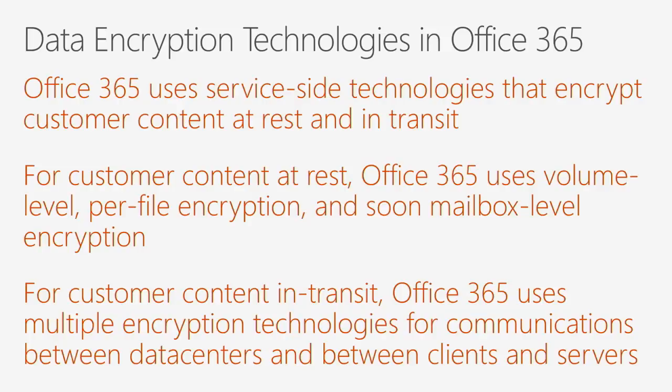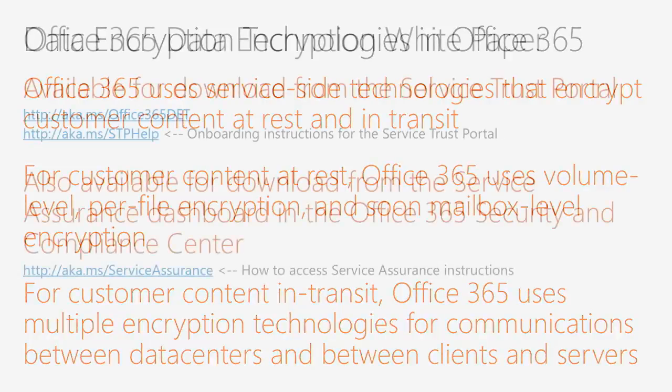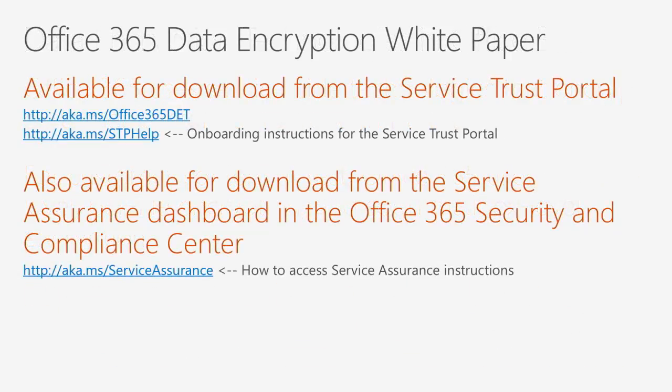And then for content in transit, whether it's between a client or a partner organization, all that can be secured with TLS 1.2. And there is all of this plus a whole lot more available for reading in the data encryption white paper that's available on the Service Trust portal or in the Security and Compliance Center, which is protection.office.com.